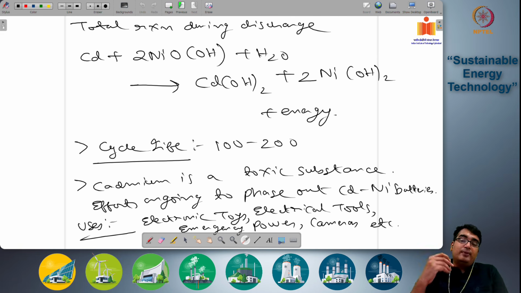Okay. So we will stop here today. In the next class, we will continue our discussion and we will look at other forms of battery, and certainly we will look into the very widely used and famous lithium ion battery as well.